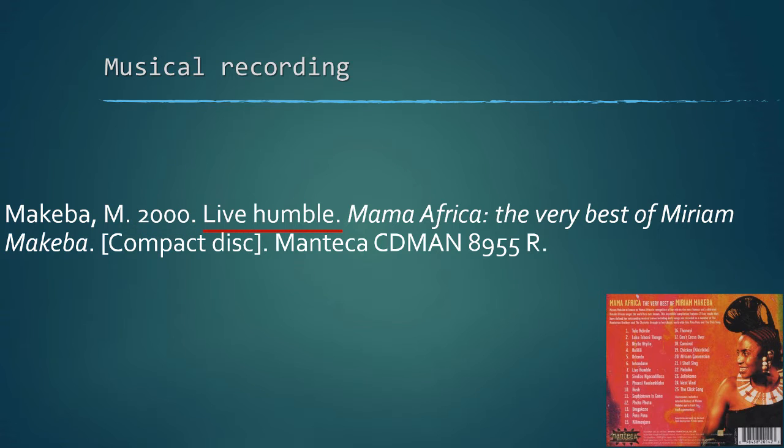This is then followed by the specific song being referenced and the title of the album thereafter. Note here that only the title of the album is italicized. Then the medium is added between brackets, and it can be a CD as in this case, or a sound cassette, an LP recording, whatever is applicable. Right at the end then, the recording company and the number is given to help identify the specific recording you are making reference to.